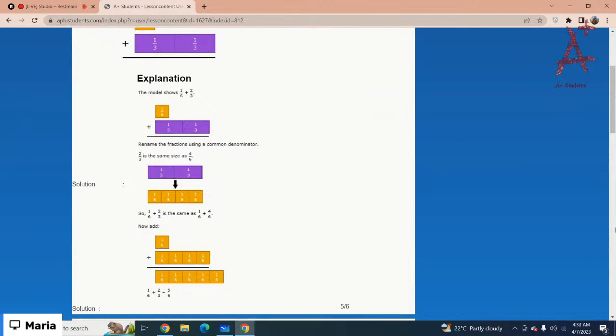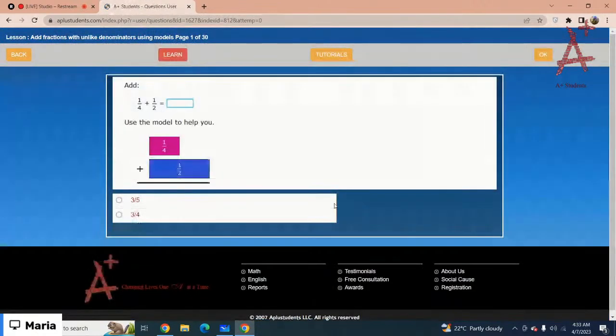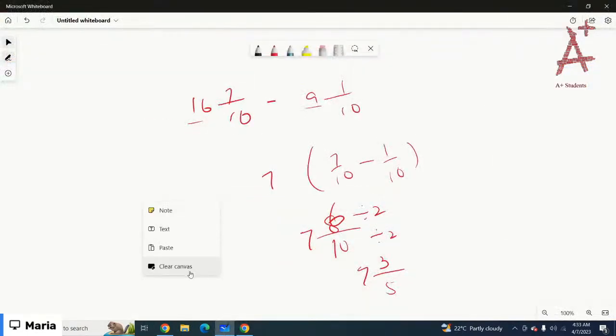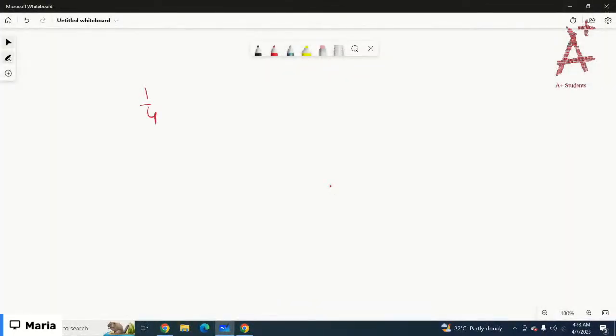Okay, let's just do one question on the board, then you will understand. The next one is 1 over 4 plus 1 over 2. See, basically we are adding two fractions with different denominators. First, we need to make their denominators the same. How do we make their denominators the same? Here you have 4, here you have 2. 2 times 2 makes 4. You have to multiply this fraction by 2.